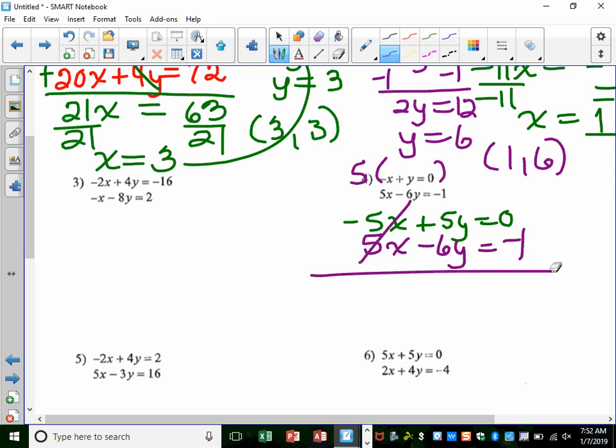Okay, the x's cancel out right away. And then I end up with -y equals -1. Divide by the negative, that equals +1. Okay, then I'm going to put this back into the... Doesn't matter. I'll choose the first one. So I'm going to replace y with 1.